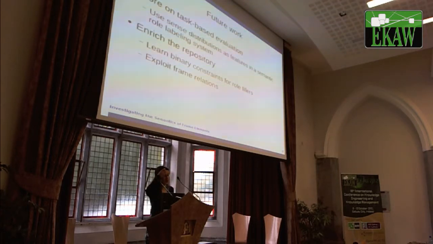Among the future work directions, as I've told, there is much more to do on task-based evaluation. And also, we're thinking of enriching the repository by learning the binary constraints for all fillers, like cook and, or for instance, killer and victim in a killing frame. So usually these two go together while these two do not. So I know an animal is usually not using a gun as an instrument, something like this.